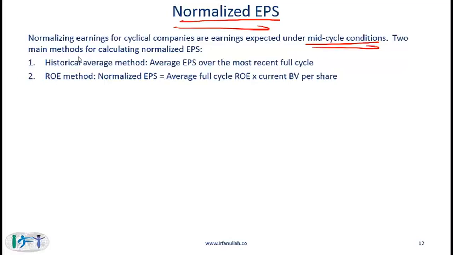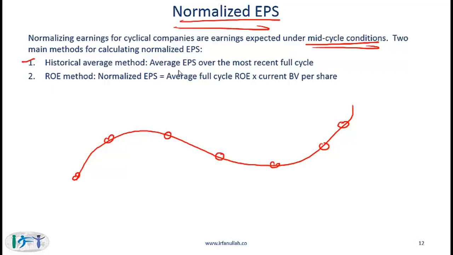And there are two methods for calculating normalized EPS. So if we look at it this way, let's say that this is the business cycle. And what you can do is take a particular company and figure out the EPS during different parts of the cycle and then take the average. That is the simple historical average method. Average EPS over the most recent full cycle.